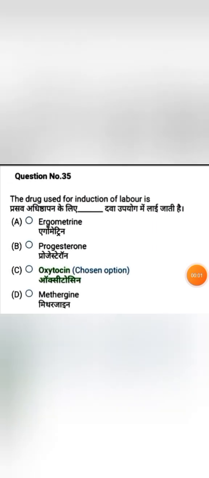The drug used for induction of labor is. Options. Option A, ergometrine. Option B, progesterone. Option C, oxytocin. Option D, methergine. The drug which is used for the induction of labor is oxytocin. Option C is the correct answer.